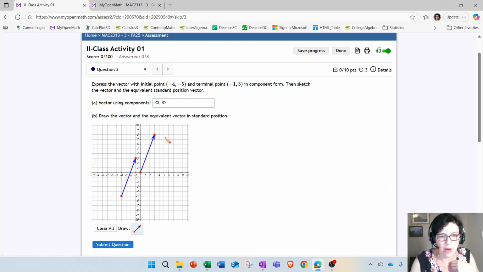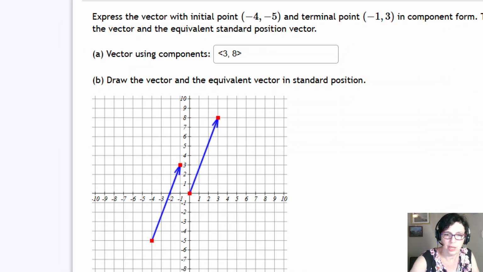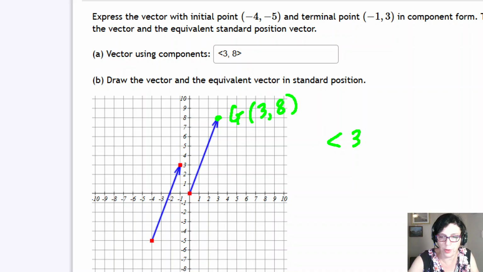And notice how there is a difference between the point 3, 8. So this point right here, let me just make it green. This point, let's call it G because it's green, and it has coordinates (3, 8). Notice the difference between that and a vector with components 3, 8. This is a vector that starts at the origin and then ends at that point G, right?